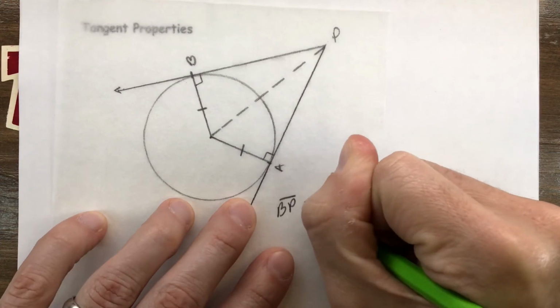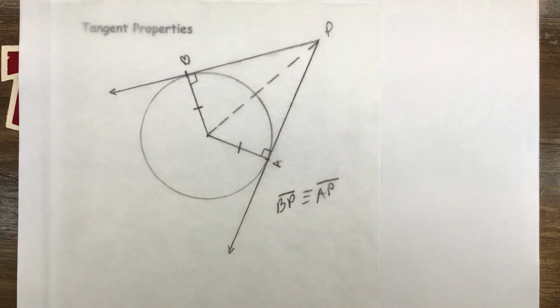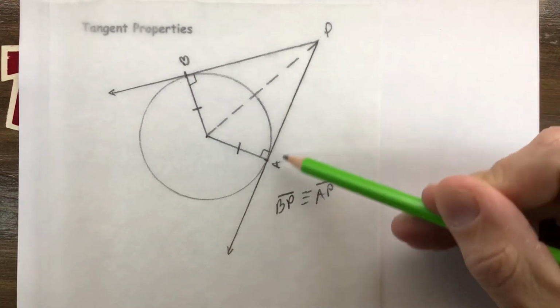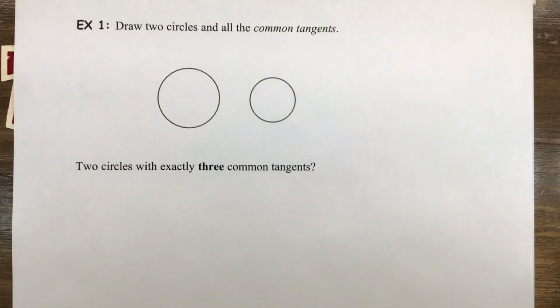BP is going to be congruent to AP by corresponding parts of congruent triangles. In other words, here's our property. If we have a point that is outside the circle, it is equidistant to the 2 points of tangency that you can create. Next, what we're going to do is talk about common tangents. A common tangent would be a tangent line that is tangent to 2 or more other circles.